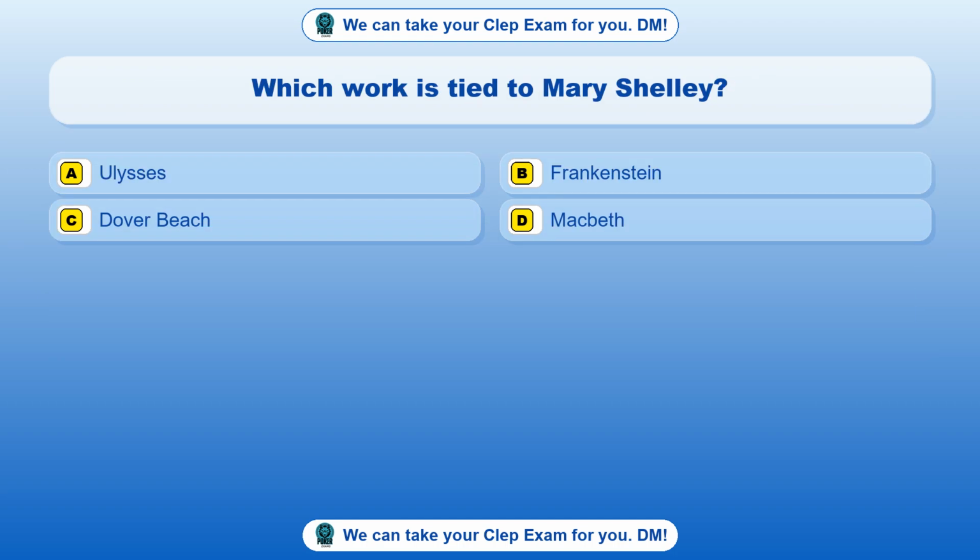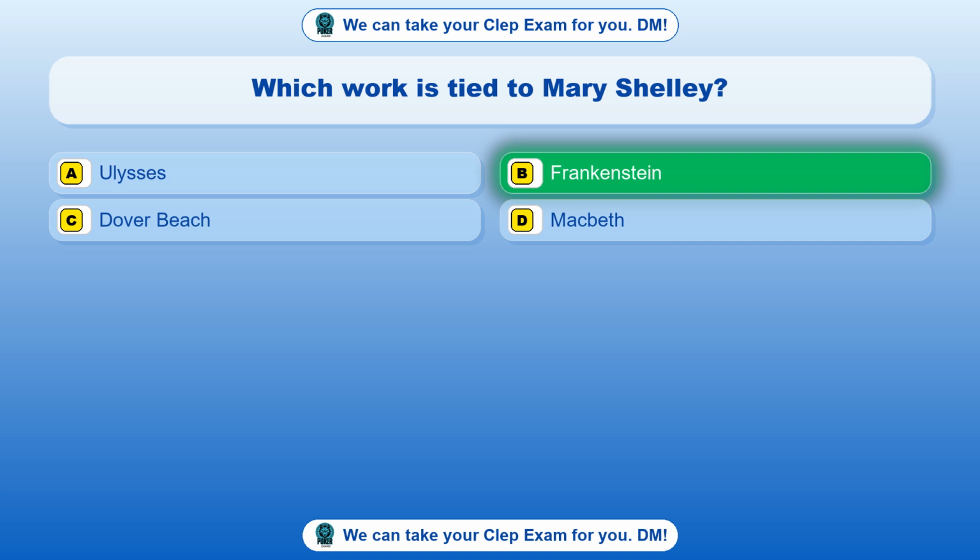Question 68. Which work is tied to Mary Shelley? Option A. Ulysses. Option B. Frankenstein. Option C. Dover Beach. Option D. Macbeth. The correct answer is option B, Frankenstein.